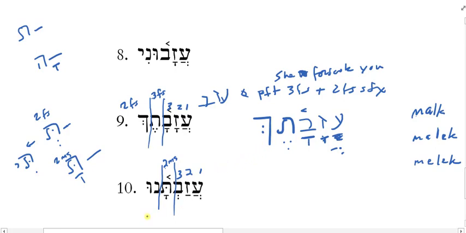All right. Over here, though, azavtanu, there we notice that's a 2ms perfect personal ending, and then the nu is 1cp. So how would we translate this? 2ms is you, man, forsook whom? Nu is us. You forsook us. That's right. All right. Any questions here?